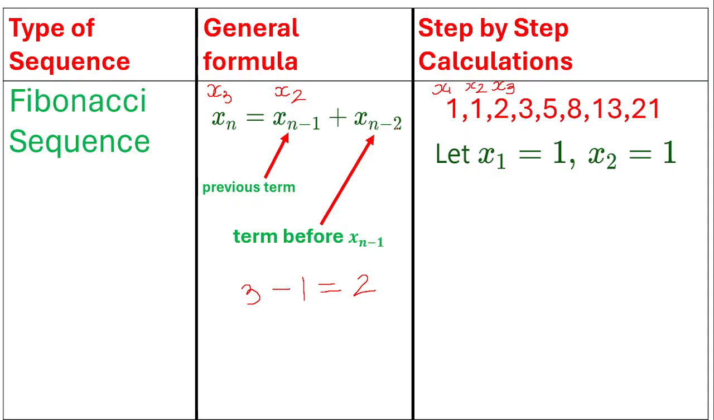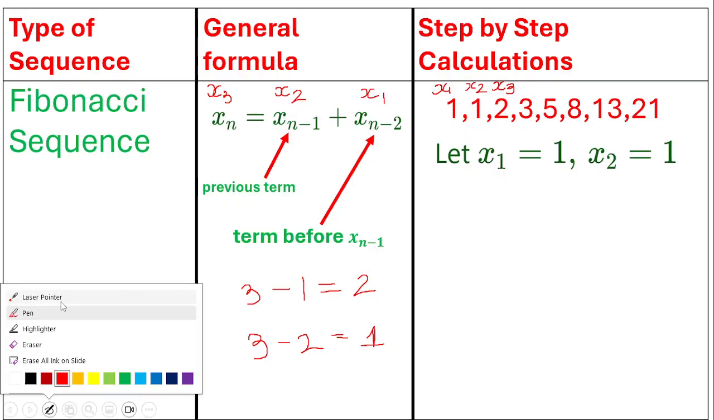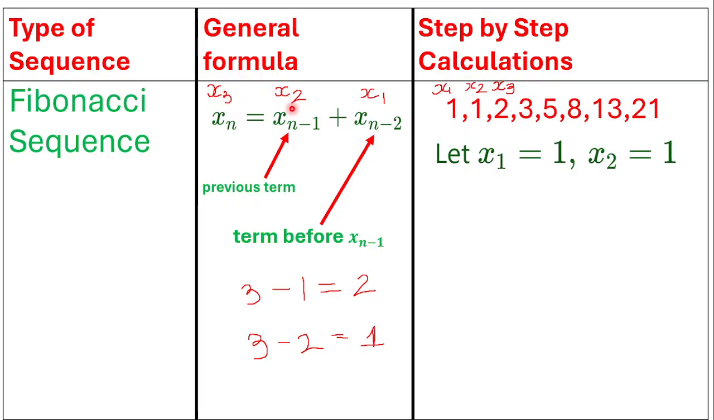Then we get x_(n-2). If n is 3, and we have n minus 2, what is n minus 2? That's going to be 3 minus 2. And what is 3 minus 2? Well, 3 minus 2 is definitely 1. So that means we're going to get x_1. So that means they're telling us that in order for us to get x_3, we have to add x_2 and x_1. So basically, in order for us to get x_3, all we have to do is add x_2, which is 1, and x_1, which is 1 as well. And that's how we're going to get x_3.